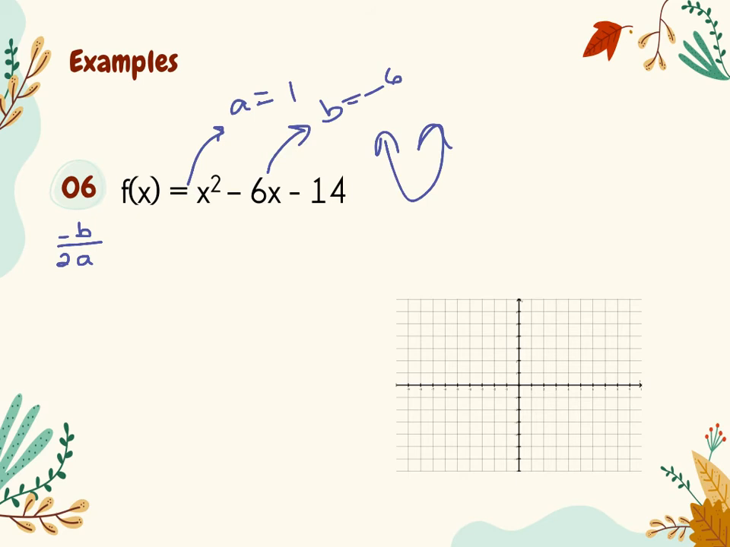Why would the b be negative 14? So that it's ax squared plus bx minus c. So the c is the number that's by itself. Oh, okay. So now I get negative 6 over 2 times 1. And I get 6 over 2, which is 3. And that is the x coordinate of my vertex.